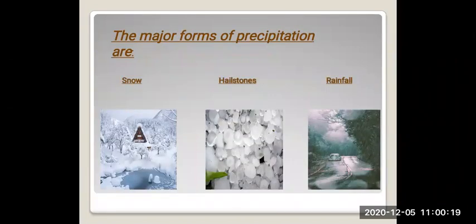Yes. After the definition, there are three major forms of precipitation. That is snow, hailstones, and rainfall. So in detail, we are going to study all these three major forms of precipitation. Let's study the first one. That is snow.